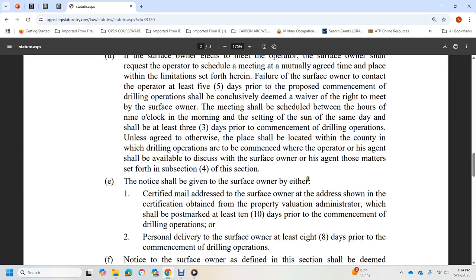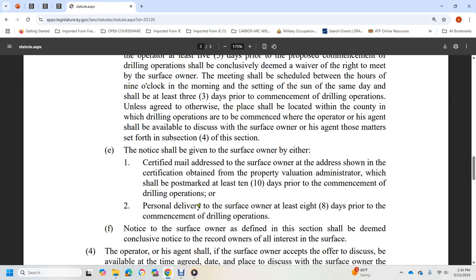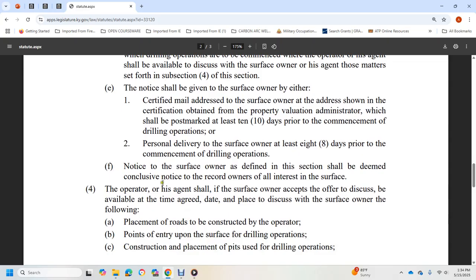The notice shall be given to the surface owner either by certified mail addressed to the surface owner's address shown on the certificate obtained from the property valuation administrator, postmarked at least 10 days prior to the commencement of the drilling operation, or by personal delivery to the surface owner at least 8 days prior to the commencement of the drilling operation. Notice to the surface owner as defined in this section shall be deemed conclusive notice to the record owners of all interests in the surface.